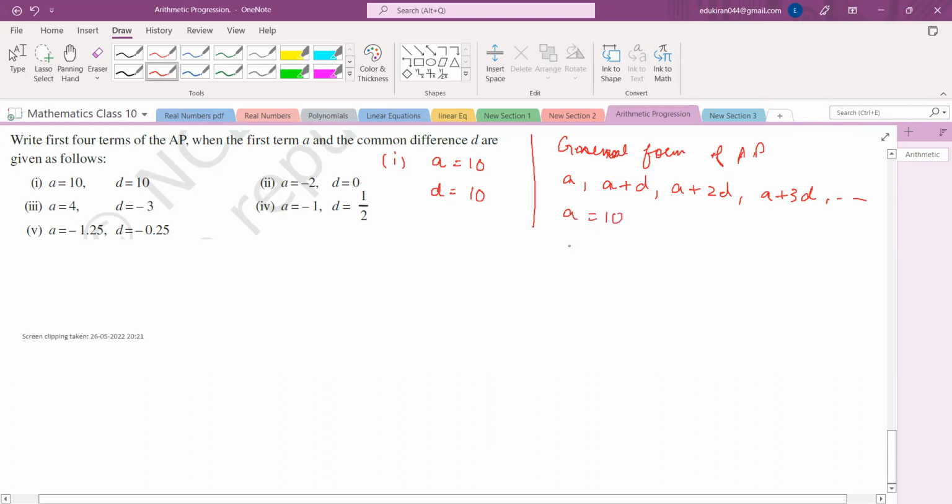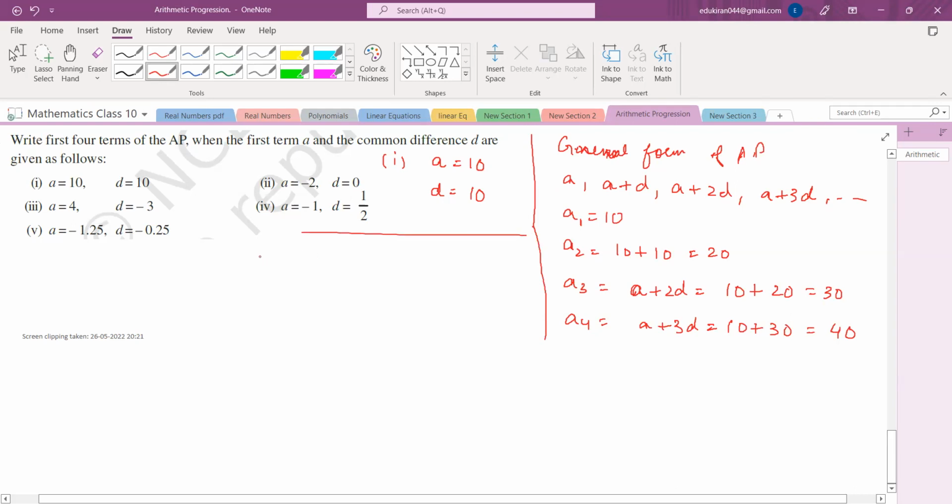So A is 10, or A1 you can call it, and A2 is A plus D, so 10 plus 10, which is 20. Similarly, your third term is A plus 2D, which is 10 plus 2 into 10, which is 30. And A4 is A plus 3D, which is 10 plus 30, which is 40. So this method is also correct. I mean, your answer has to be correct. Or you can do it like this also.